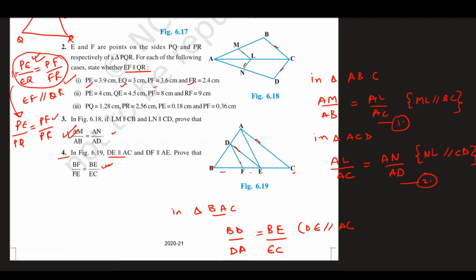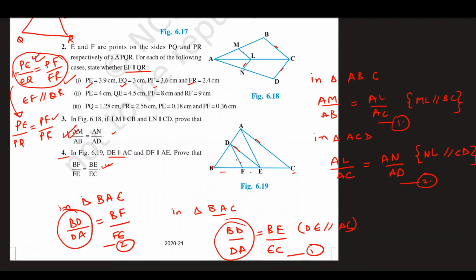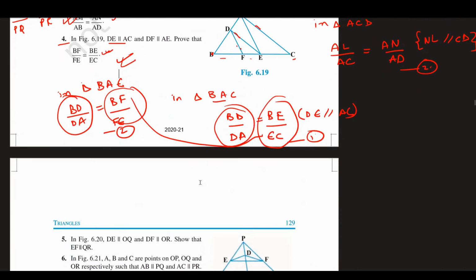And in the second triangle we have to consider DF. In triangle BAE, what are the values? BD upon DA is equal to BF upon FE. Let this be equation 2 and this be equation 1. So from 2 and 1, see this BD by DA is common, hence these two values must be the same. So we got the result. So we have done this question number 4.